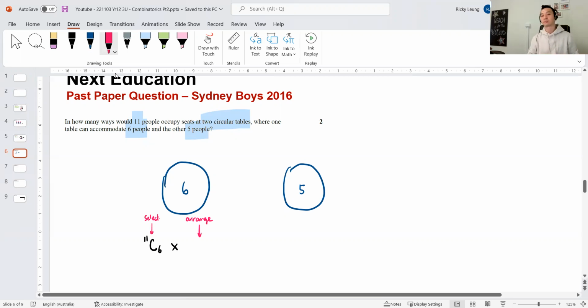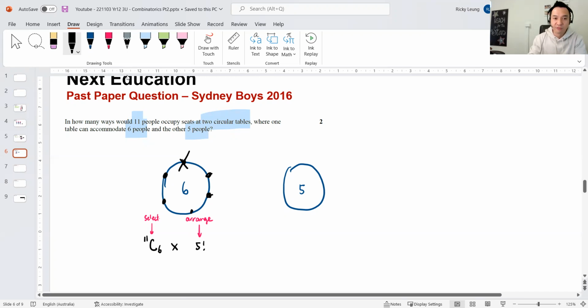Select, arrange. Theoretically, you can combine that with a permutations expression, but I like to split because then conceptually you can see what you're trying to do. How do you arrange? Well, once I've chosen the 6, 1, 2, 3, 4, 5, 6, remember it's just like arranging 6 people. So I'll lock one down and that's 5 factorial.